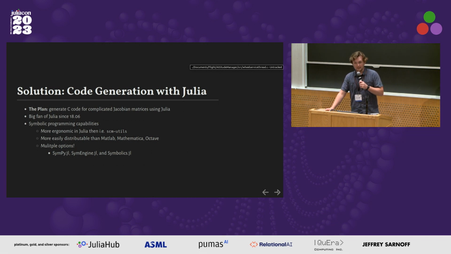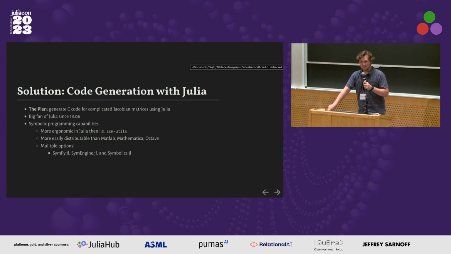So the plan is to get Julia to generate this C code for us for these big matrices. I've been using Julia. I actually learned it in a linear algebra class here, which is kind of fun. And I was also struck by the symbolic programming capabilities that seemed pretty great. Other options that we were exploring at the time were MATLAB, Mathematica, and Octave, but it's a lot harder to run those in CI and on the satellites if we wanted to.